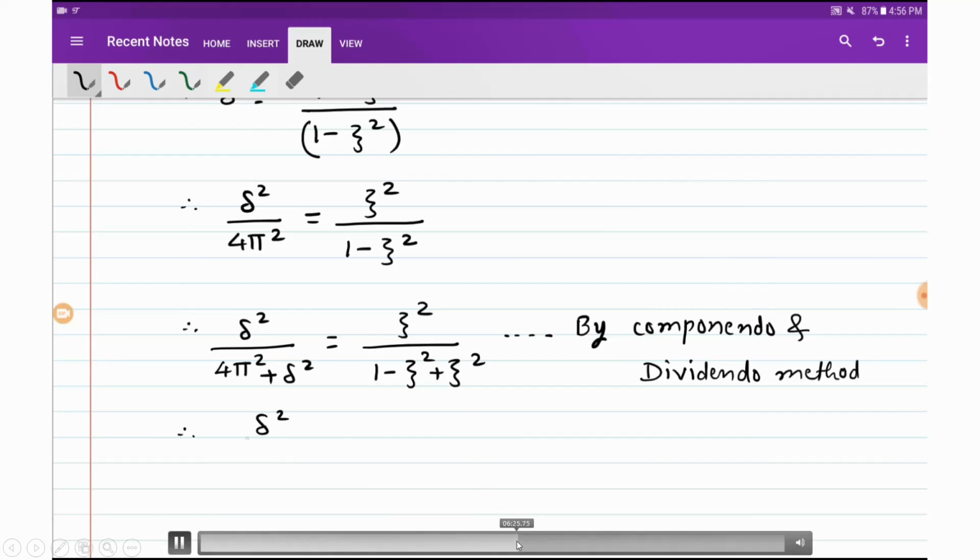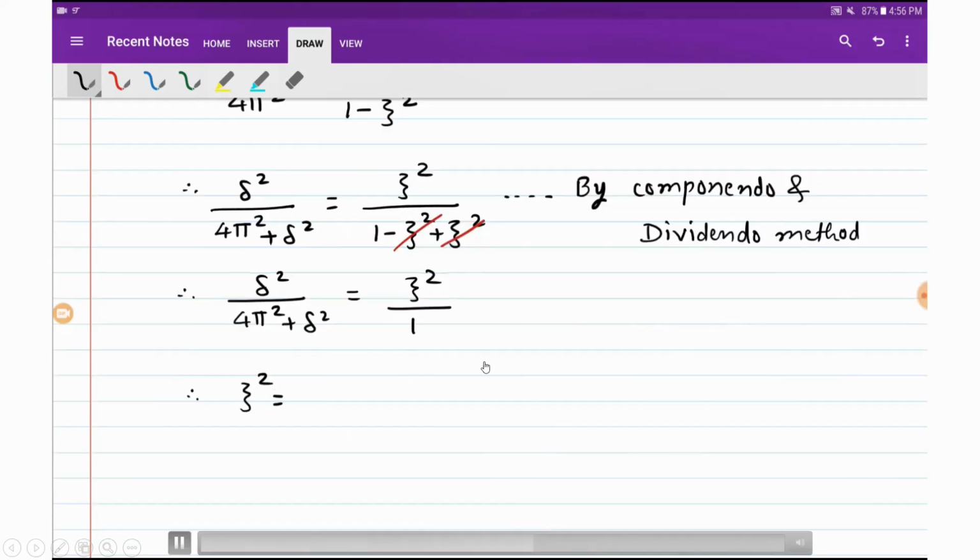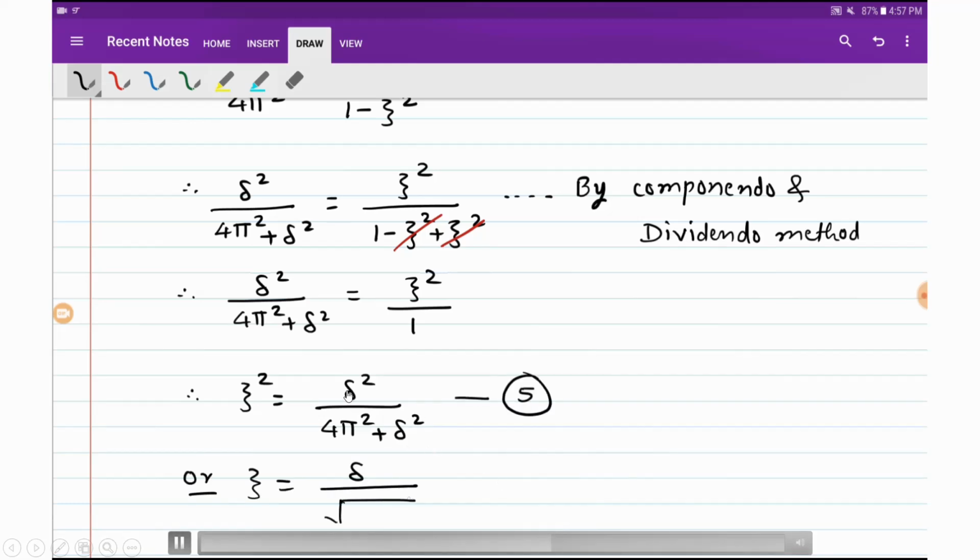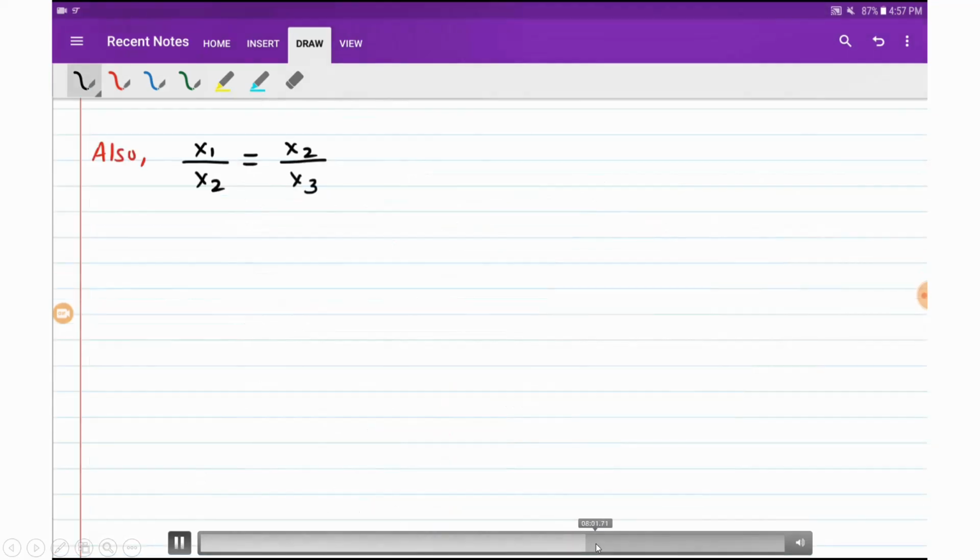So we are having now delta square divided by 4 pi square plus delta square is equal to zeta square divided by 1. Only 1 will remain on this side. So ultimately zeta square will be equal to delta square divided by 4 pi square plus delta square. So zeta will be equal to square root of delta square is delta and square root of 4 pi square plus delta square. So this is our another way of representing the value of logarithmic decrement.